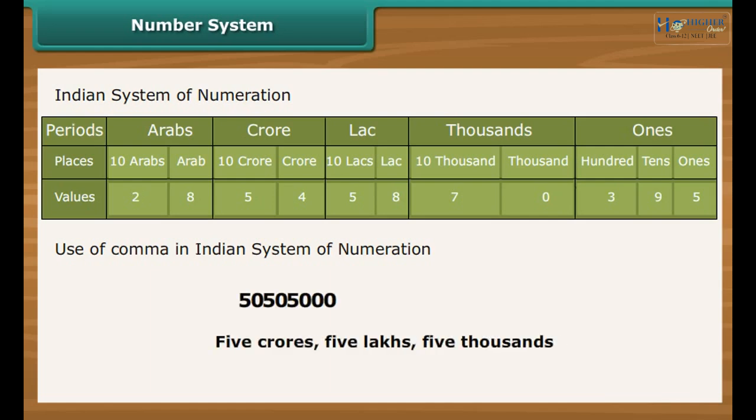The first comma comes after the hundreds place, 3 digits from the right, and marks thousands. The second comma comes 2 digits later, 5 digits from the right. It comes after the 10,000's place and marks lakh. The third comma comes after another 2 digits, 7 digits from the right. It comes after 10 lakh.